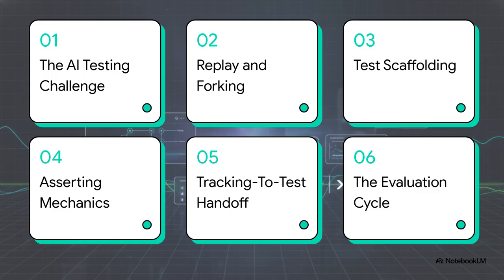We've got a lot of ground to cover. We'll start with the AI testing challenge, then move into replay and forking execution. From there, we'll look at generating deterministic test scaffolding, asserting mechanics over strings, the tracking to test handoff, and finally, wrap up with the practical evaluation cycle.